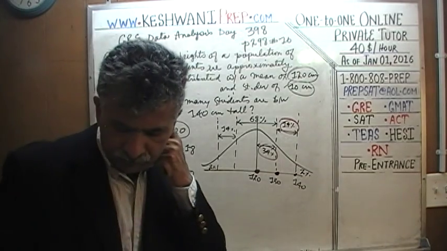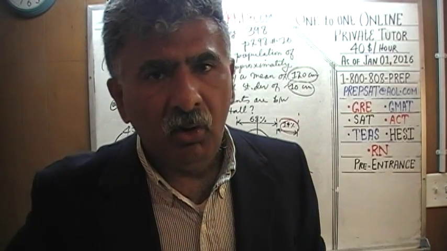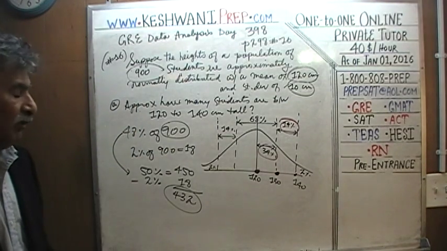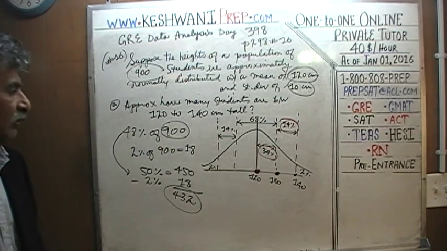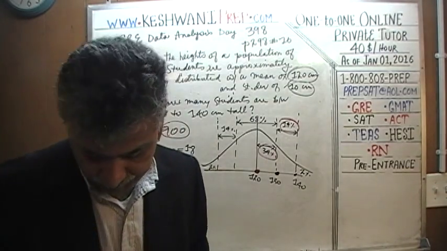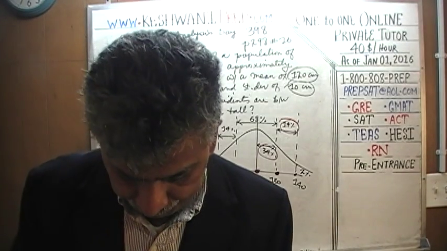About 432 students will have a height between 120 centimeters and 140 centimeters, which represents 48% of the population. Let's do one more, shall we?